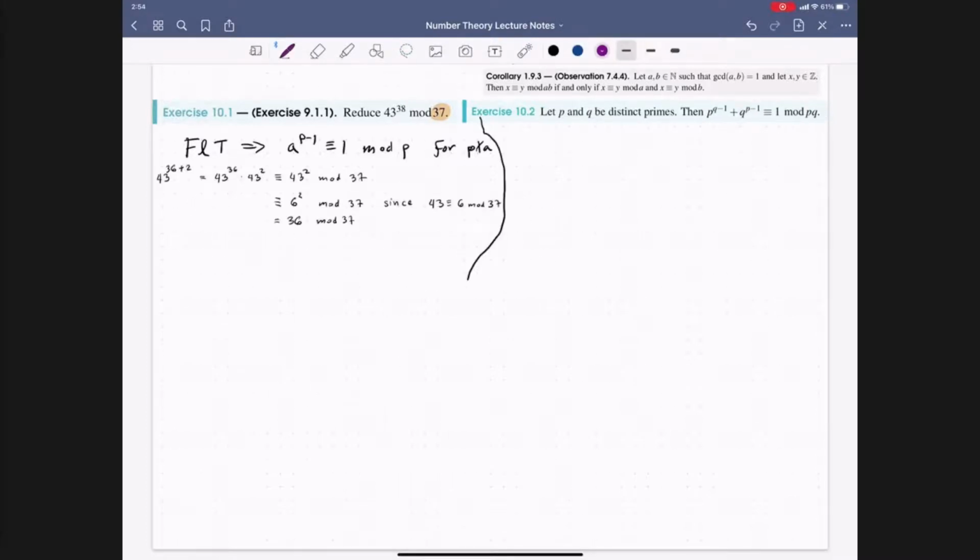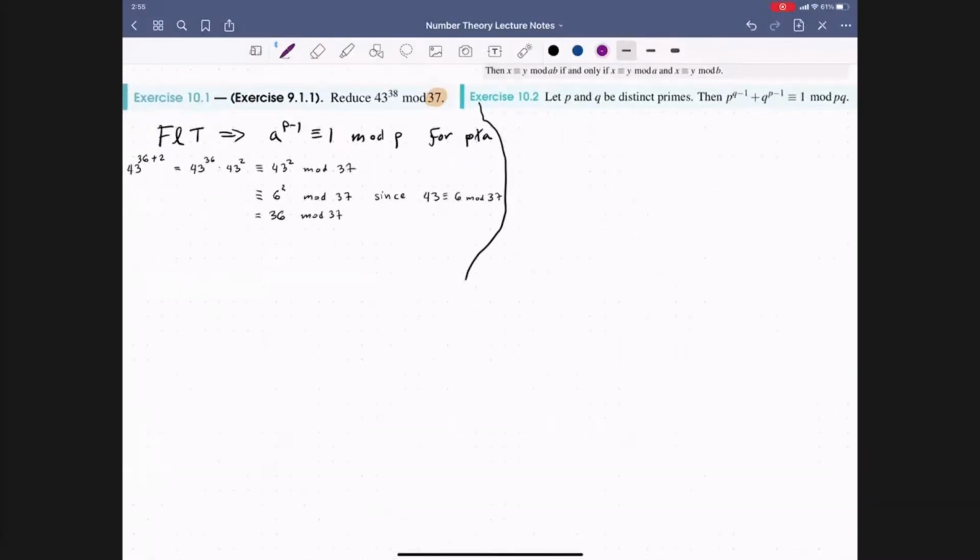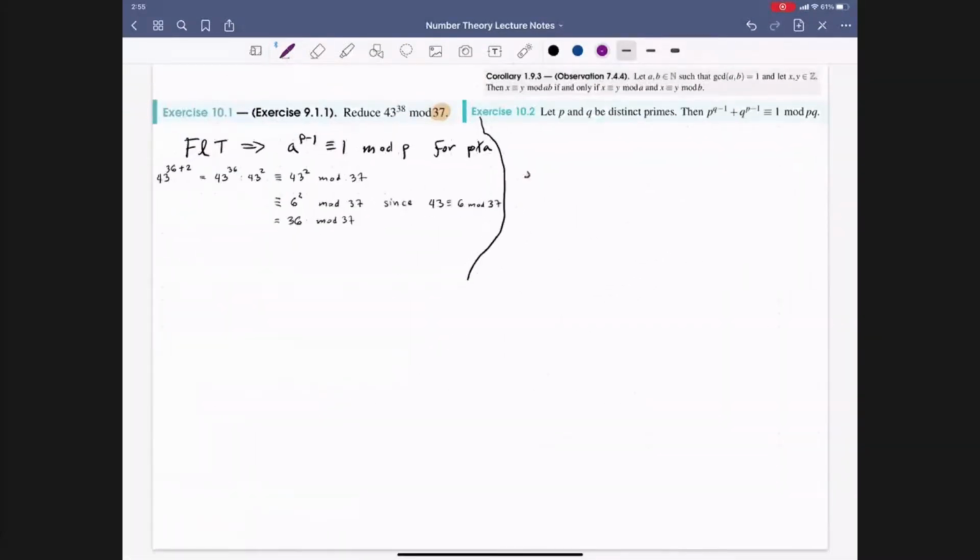So for the next exercise, we're going to be looking at two distinct primes, p and q, and we want to prove that p to the q minus 1 plus q to the p minus 1, that is always congruent to 1 mod p times q. So how do we do this? So let's go ahead and consider the congruence given. The left-hand side of the congruence.